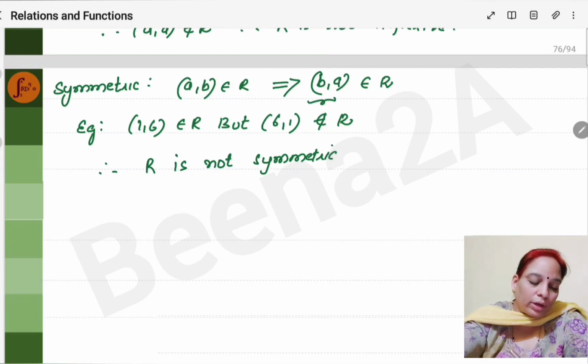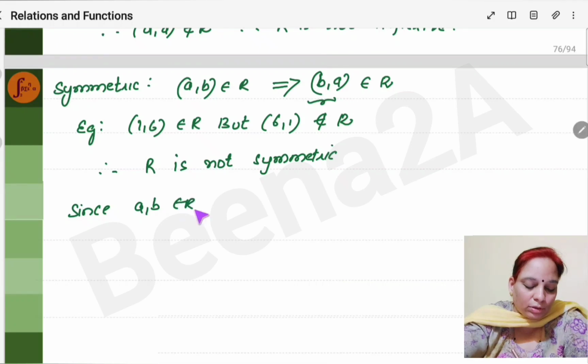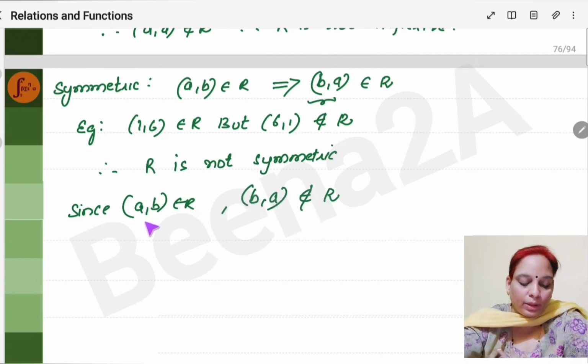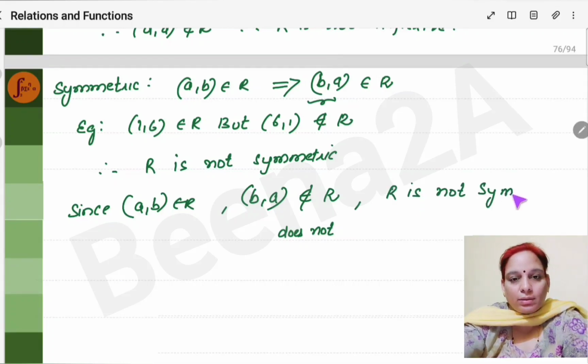Or you can also write, since AB belongs to R and BA does not belong to R, AB belongs to R, but BA does not belong to R, you can say R is not symmetric.